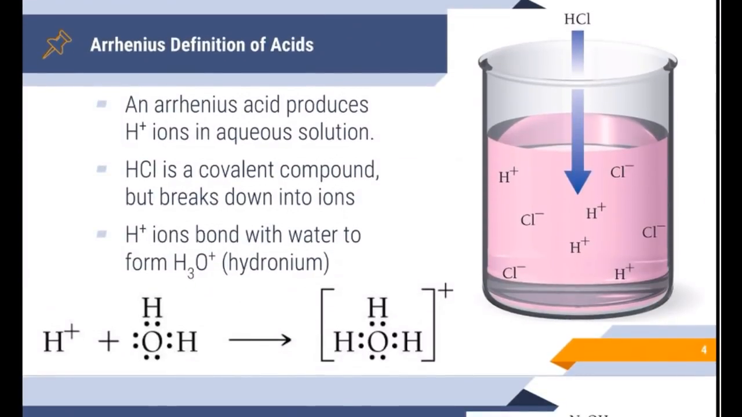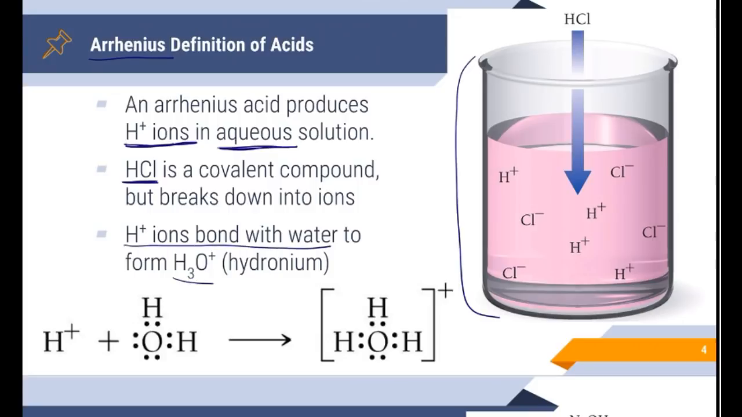So we have a few different definitions of acids and bases. The first is the Arrhenius definition. Arrhenius defines an acid as something that produces hydrogen ions in an aqueous solution, so when it's dissolved in water. We've talked about this before: HCl is a covalent compound, but it breaks down into ions, as you can see in this image over here. And then the ions bond with water to form hydronium.